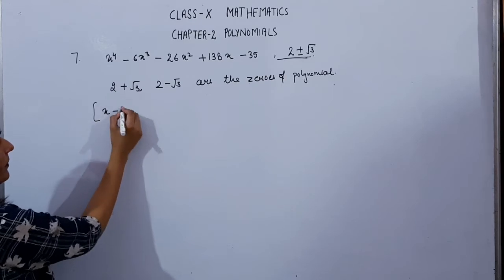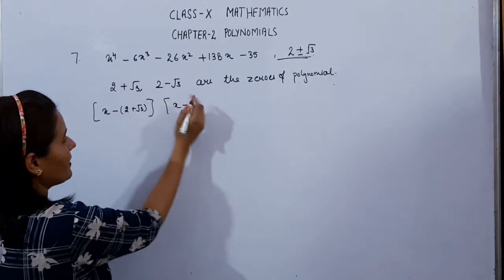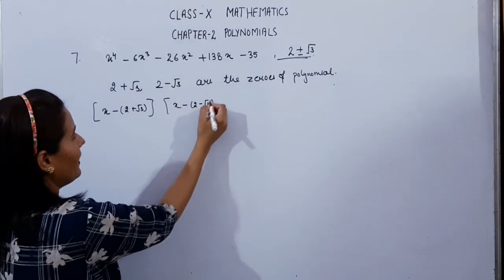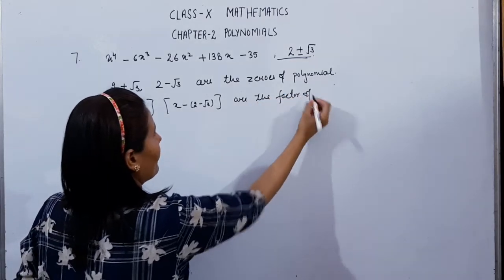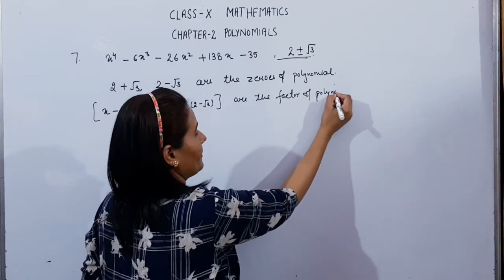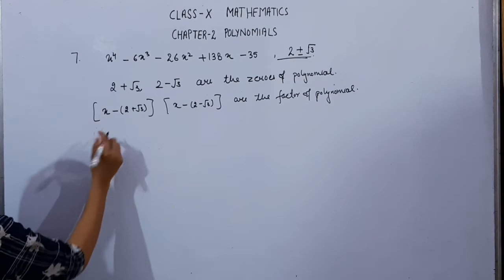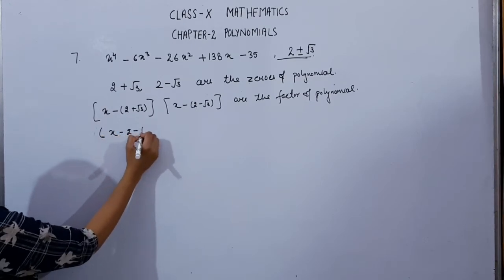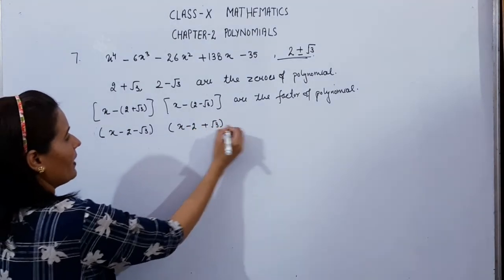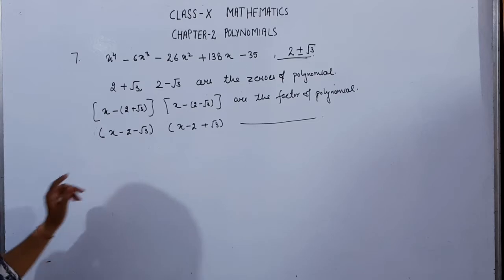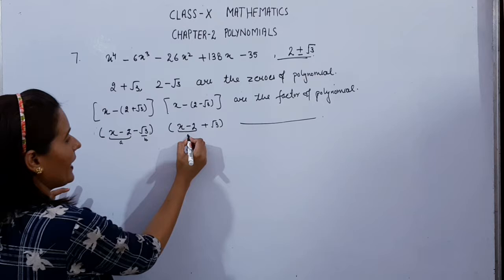x minus of this term, 2 plus root 3, and x minus of this number, 2 minus root 3, are the factors of the given polynomial. So, if these are the factors, let me simplify it once. What will be this? x minus 2 minus root 3, and this will be x minus 2 plus root 3, are the factors of this polynomial. Watch them carefully. This is your A and observe this as B.